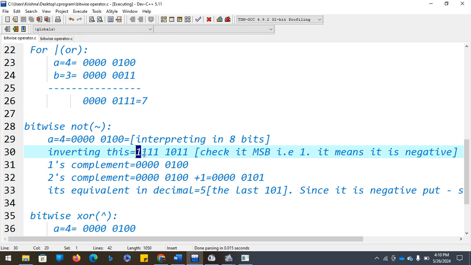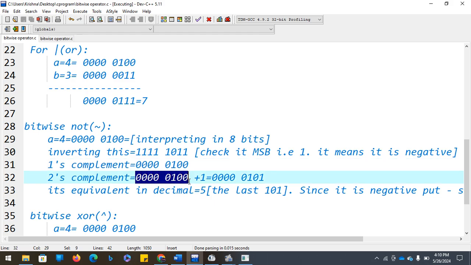If it is 1, it means negative. Now we have to use 1's and 2's complement for the representation of negative numbers. 1's complement means again convert the 1 into 0 and 0 into 1. So 1 for 0, 1 for 0, 1 for 0, 1 for 0, 1 for 0, 0 for 1, 1 for 0, 1 for 0. And to find the 2's complement, we have to add 1 to the 1's complement.